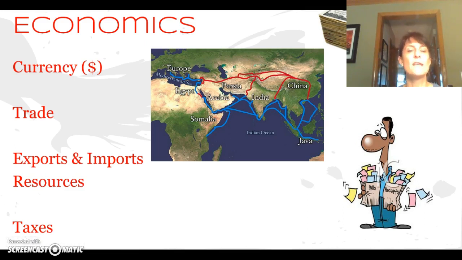Exports and imports, things that you bring into your country, things that you sell or take out of your country. So, for example, we import a lot of electronics into this country. We export things like wheat, movies, entertainment out to other countries. And then, of course, taxes. We'll cover that too.